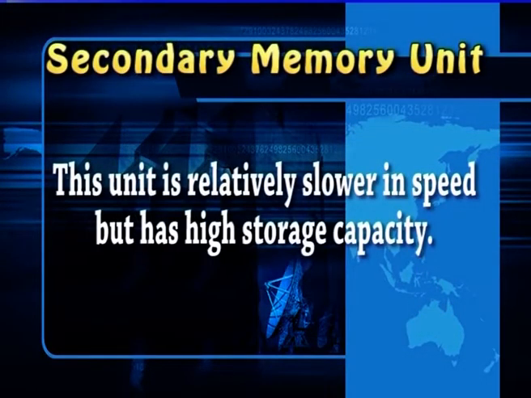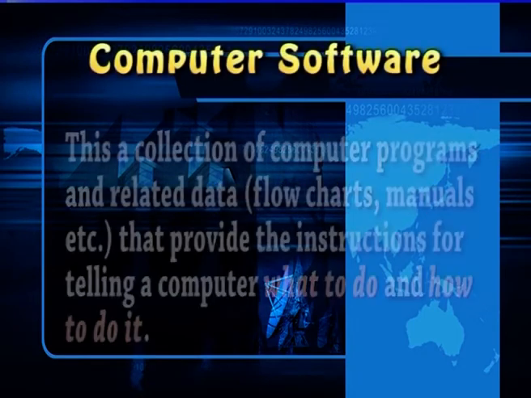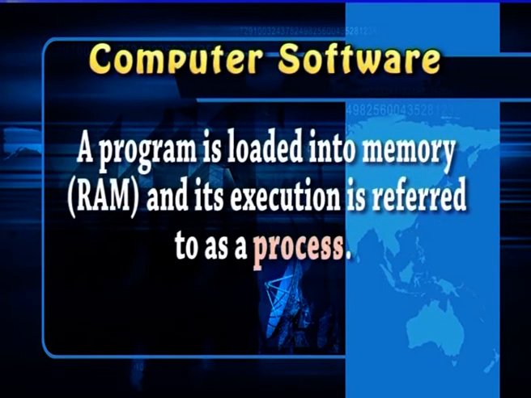This unit is relatively slower in speed but has a high storage capacity. Coming on to computer software. Computer software is a collection of computer programs and related data like flowcharts, manuals, etc. that provides the instructions for a computer, what to do and how to do. A program is loaded into main memory and its execution is referred to as a process.